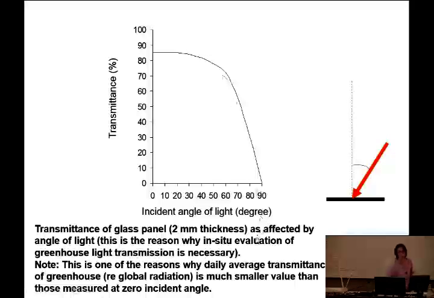Okay, so that's why in the lab you can measure 90%, 80% transmission, but in the greenhouse, because the sun is not always hitting the glazing at a perpendicular angle, there is always a chance to get reflected. So the average is 60, 70 because of that. Okay? All right. Not too difficult, huh?